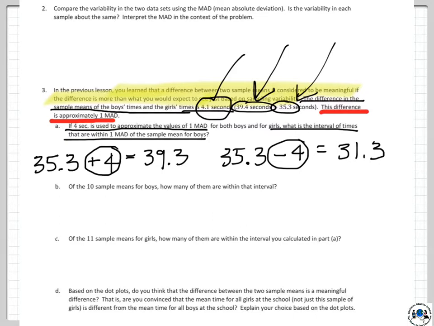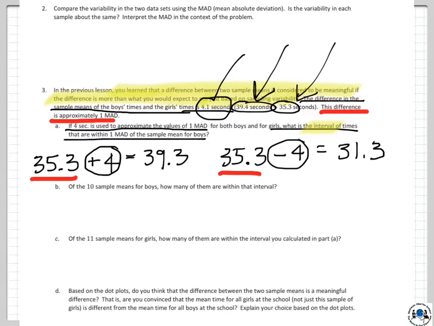So here we go. The way you figure this out, you're trying to find an interval. An interval is between what and what. Okay, what is the interval of times? So here's how you do it. You take the mean of the boys, which is this number here, 35.3. That was the mean, and I have it here and here. First you're going to take the MAD.